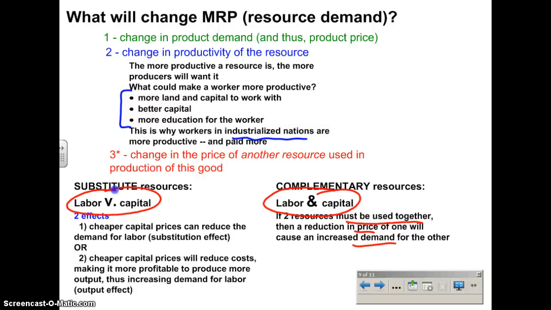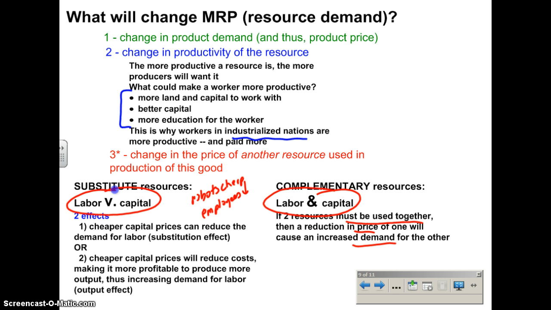One is, and this is the primary substitution effect, that cheaper capital prices could actually reduce the demand for labor. So if robots get cheaper, the company might just buy more robots and they might hire fewer employees. So employees would lose their jobs.